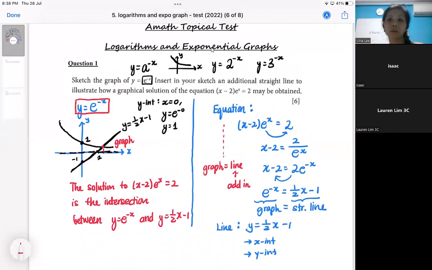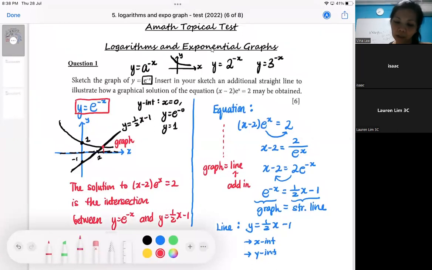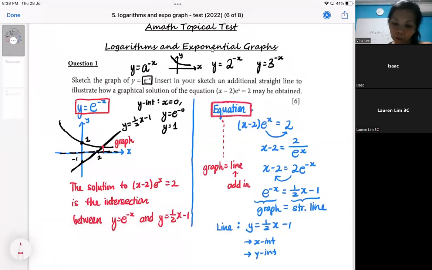Usually they ask you to do a simple sketch, and then the second part is the manipulation. The direction of manipulation should be from the equation: you manipulate trying to achieve the graph. This is the direction of manipulation. Don't manipulate the other way around. It's a common mistake that people manipulate the other way around. So I manipulate the equation and eventually I get a graph equal to a straight line. That straight line is the one that I'm going to add on so that I can find the intersection. That intersection will represent the solution for the equation that we couldn't solve.